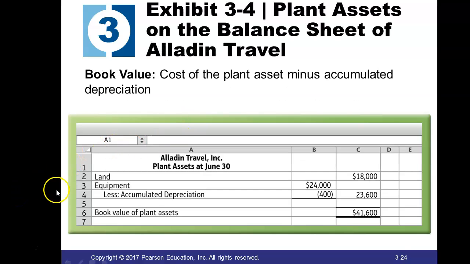And here's a very good example of how the equipment looks in our example and the accumulated depreciation. So this $23,600 is the book value of our equipment. Then we add to that the asset called land. So if we add the $18,000 and the $23,600, our book value of our assets is $41,600.